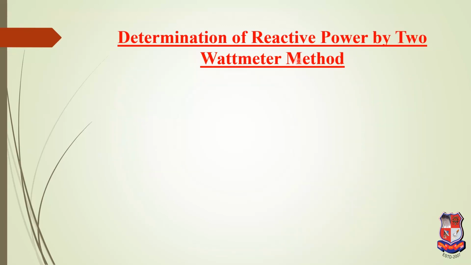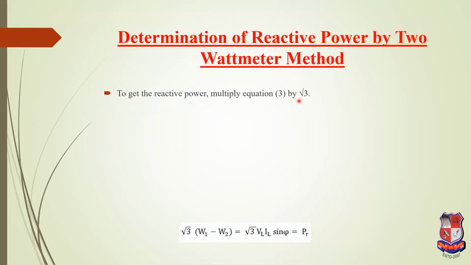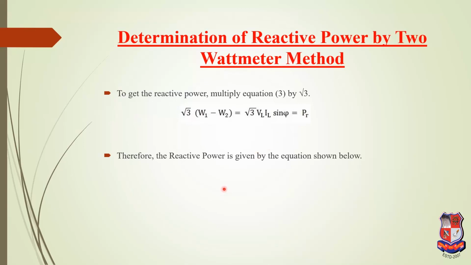Determination of reactive power by two wattmeters, that means capital Q measurement. For the reactive power, multiply equation 3 by root 3. Root 3 times (W1 minus W2), which is root 3 VL IL sin phi, is equal to the reactive power. Therefore the reactive power, capital Q, is equal to root 3 times (W1 minus W2). This equation represents the reactive power. Okay, thank you.